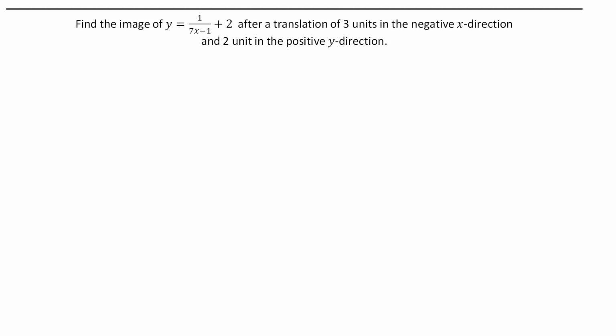We're going through another example here. It says, find the image of this after a translation of 3 units in the negative x direction and 2 units in the positive y direction. Okay, we're first going to do this by inspection, but this is where you have to be careful. Many people will try to do this by inspection and they would actually get it wrong. So let's not be one of those people, let's get it right.